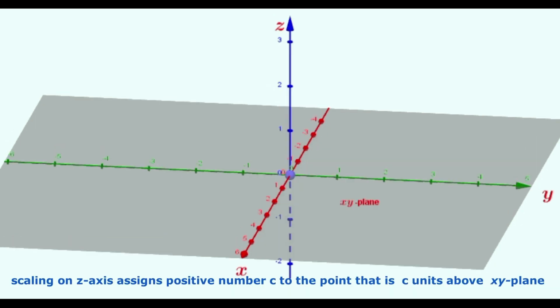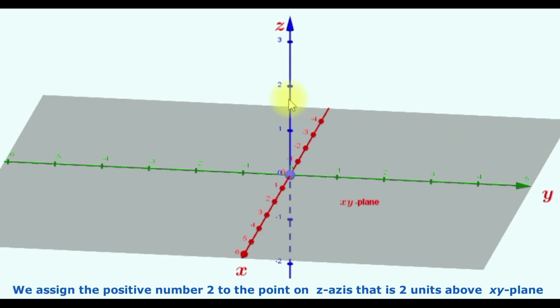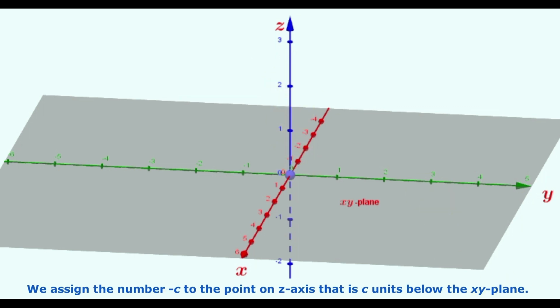The scaling on the z-axis assigns the positive number c to the point that is c units above the xy plane. For example, we assign the positive number 2 to the point on the z-axis that is 2 units above the xy plane. We assign the number negative c to the point that is c units below the xy plane. For example, we assign the number negative 1 to the point on the z-axis that is 1 unit below the xy plane.